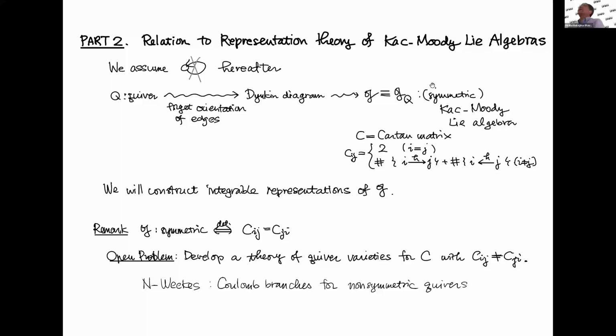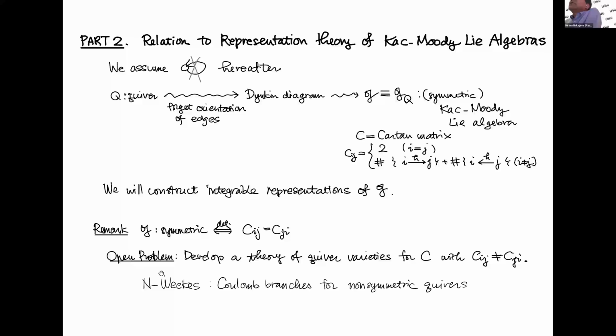So for example, in the finite type case, I can get ADE type real algebras, but I cannot get, for example, type B real algebra. So it is still an open problem to develop a theory of quiver varieties for non-symmetric Cartan matrix. Quiver varieties have been introduced many years ago, maybe 30 years ago, and this has been open from the beginning of the introduction of quiver varieties.